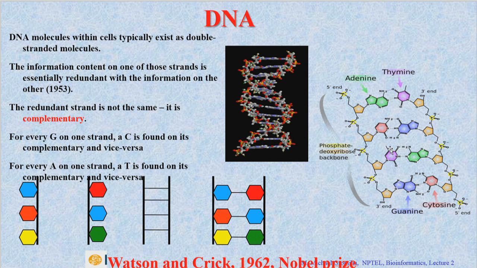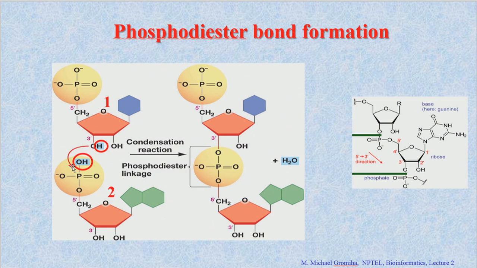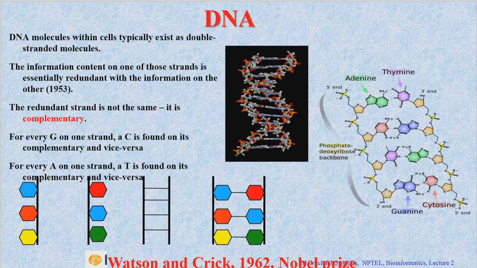Is the information contained in one strand essentially redundant with the information on the other? If you see, this redundancy is not the same, because of the direction. The direction is from 5 prime to 3 prime. So here this one is 5 prime to 3 prime and the other one is 3 prime to 5 prime, and then you can see the complementary of these bases.